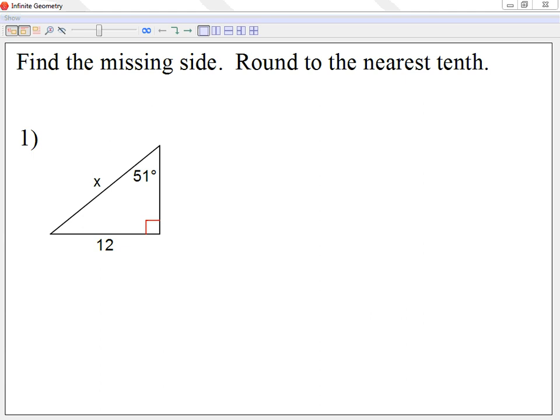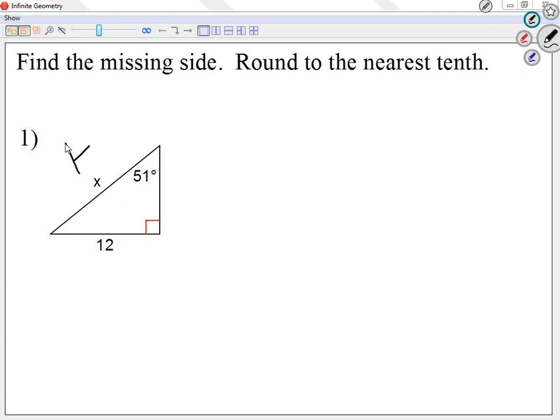All right, guys. For today's work, it's pretty much the same thing as yesterday. All I'm doing is giving you a right triangle. I'm giving you a corner angle, this angle right here, and one side, and you're supposed to find the other side.